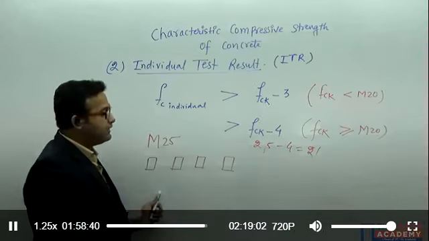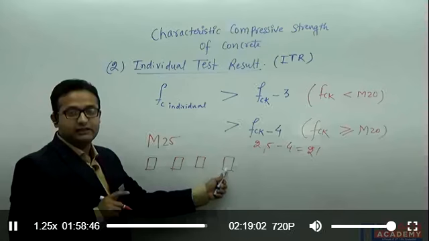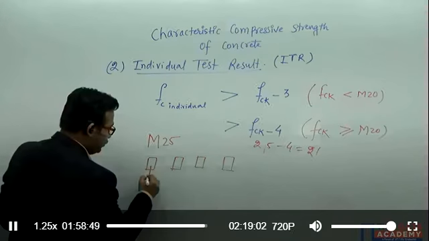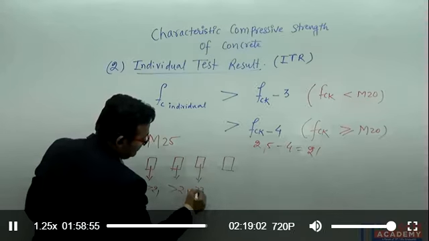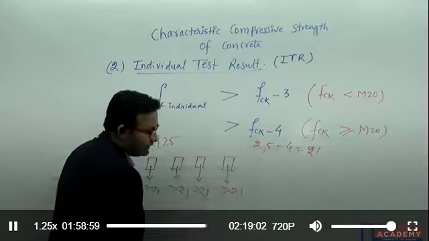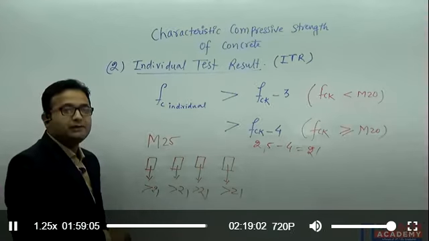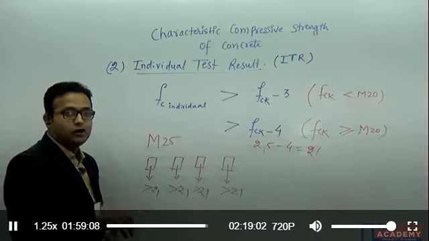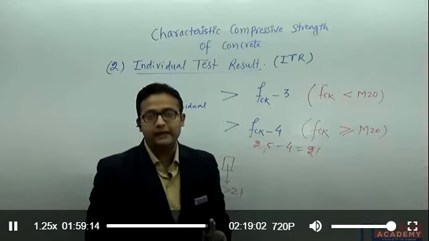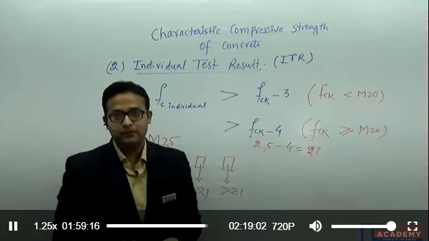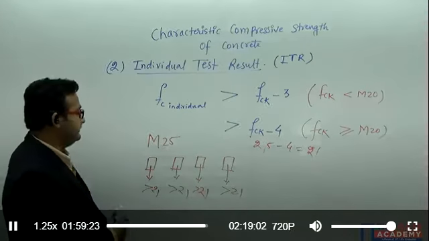Is equal to 21 means any cube shall not give me strength less than 21. This should give me greater than 21. This also should give me greater than 21. This also give me the strength greater than 21. This also give me the strength greater than 21. If in any case, any one of the cube is giving the strength less than 21, the concrete will not be accepted. Whatever concrete you have prepared at the site will not be accepted. Right? This is your second criteria. It is called individual test result criteria.